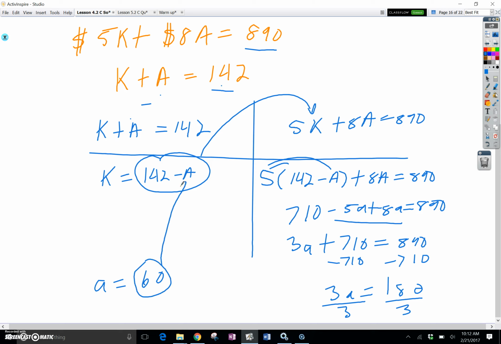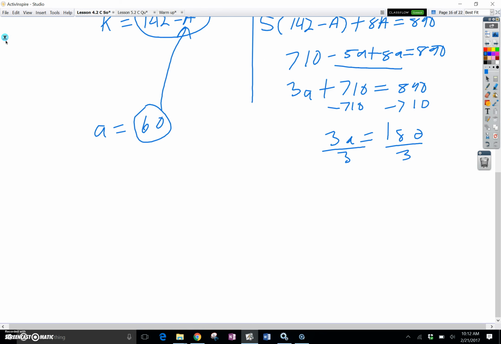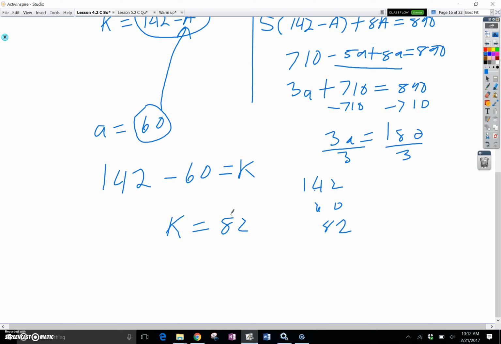I'm now going to plug in that 60 in for a. And I'm going to scroll down just a little bit. And that'll give me 142 minus 60 is equal to my kids' tickets. So when I subtract those, let me just line them up. It'll be 82. So that means that the total amount of kids' tickets that I sold is 82. Now don't forget it says write it in a complete sentence. You would write, I sold 82 kids' tickets and 60 adult tickets.